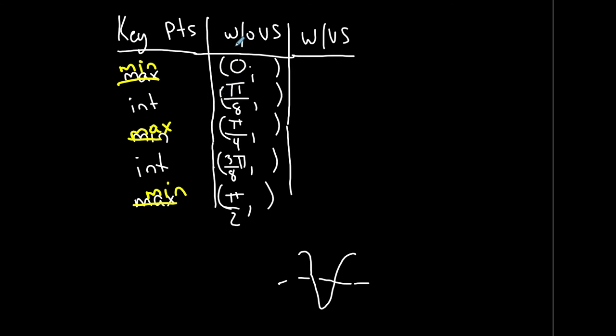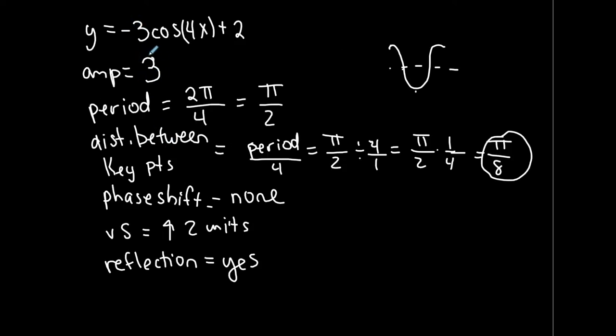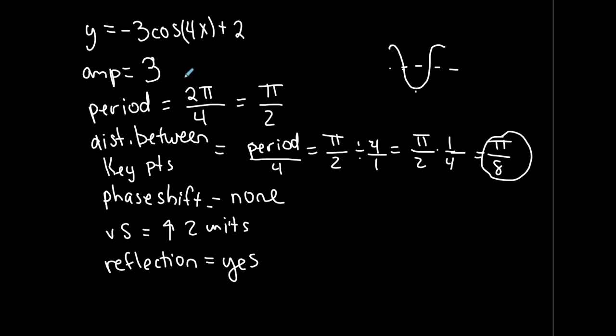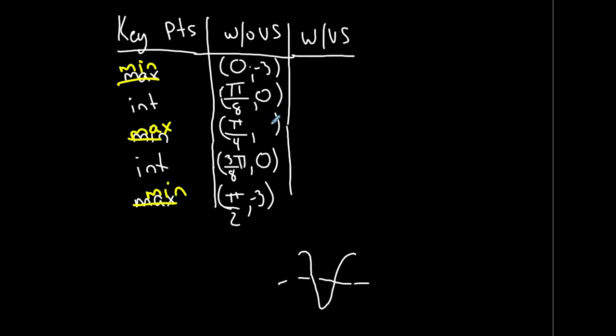Now, if I'm dealing with the y-coordinates without the vertical shift, all the intercepts have a 0 for that y-coordinate because it would technically be along the x-axis, that center. Let's do the mins. What was my amplitude? Well, let's see. The amplitude we said was 3. So the minimum y-coordinates without the vertical shift would go down to negative 3. Negative 3. Negative 3. What about the maximum y-coordinate? Well, if the amplitude is 3, then the maximum would be positive 3.